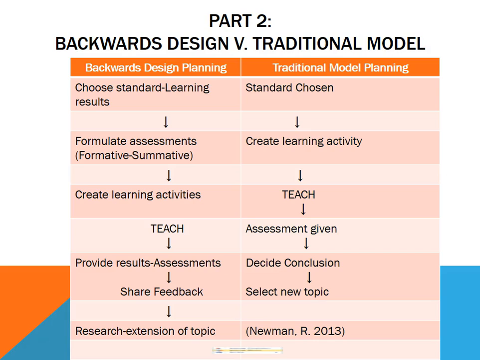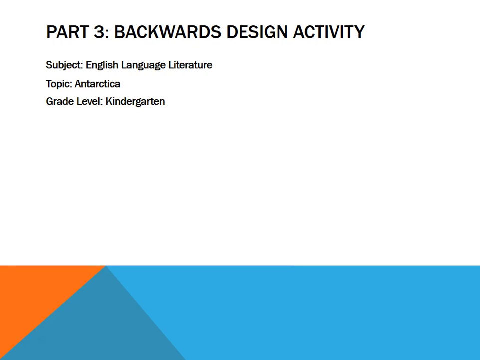This visual shows a comparison and a contrasting view of the backwards design versus the traditional model. Backwards design activity. Our subject is English language literature. Our topic today is Antarctica. That is a continent at the bottom part of the Earth, or the southern region. The grade level is kindergarten.